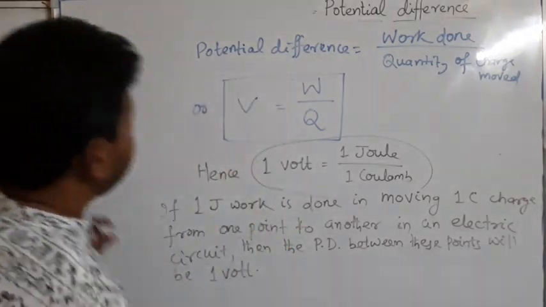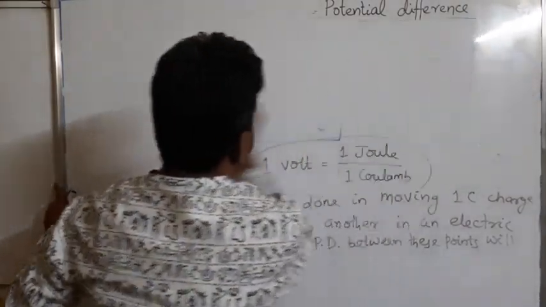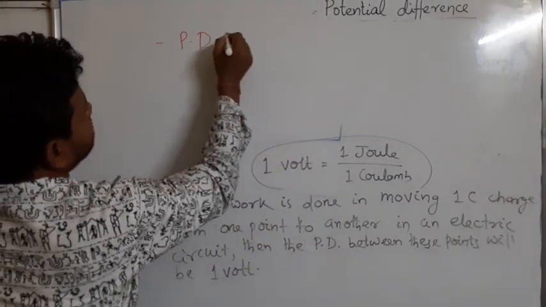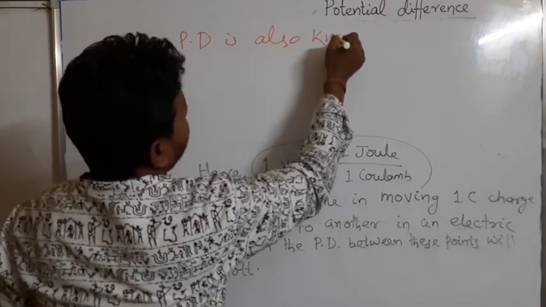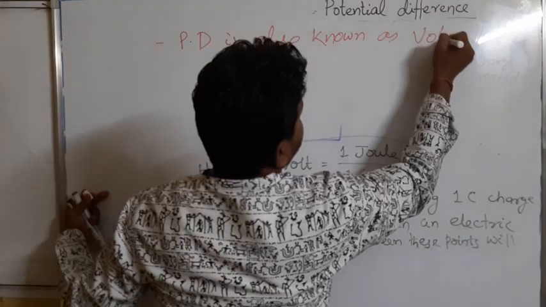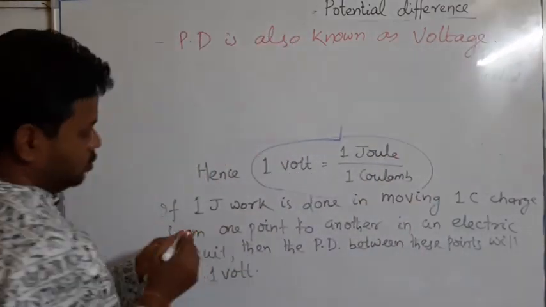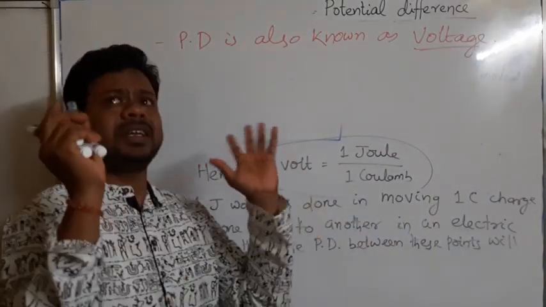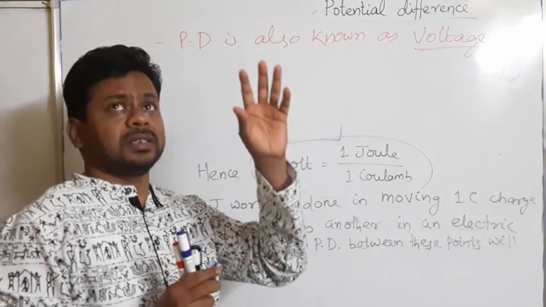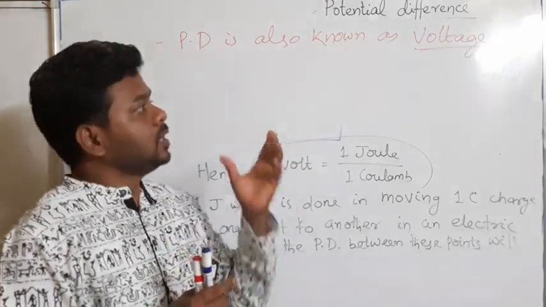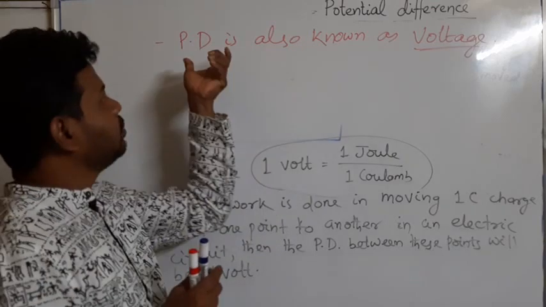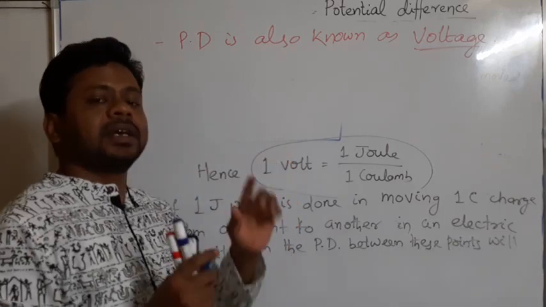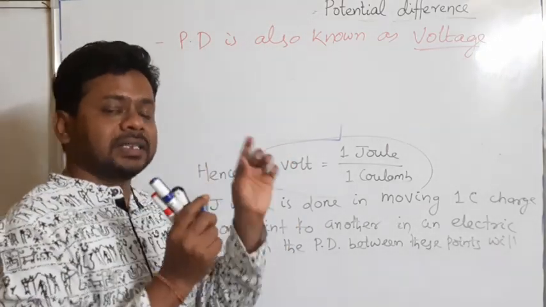Another point is that the potential difference is also known as voltage. In our daily life we use the word voltage, like today there is less voltage because the fan is not moving properly. So voltage means potential difference. If voltage is less, it means the potential difference is less in a circuit.